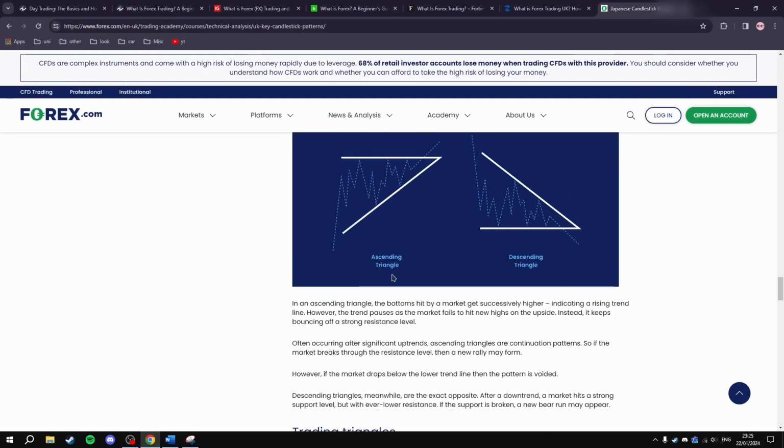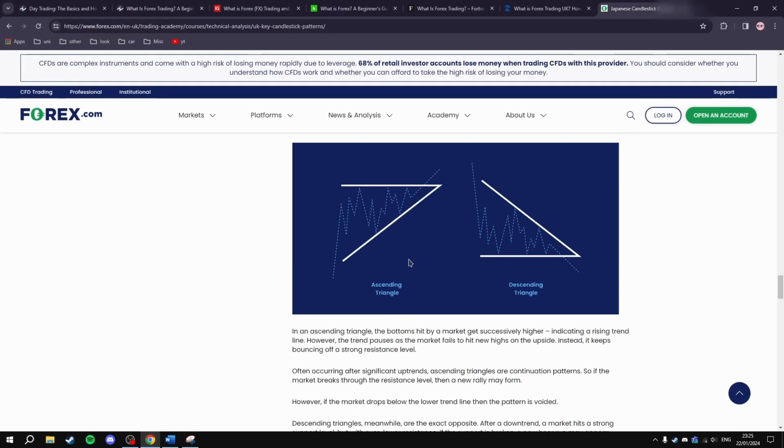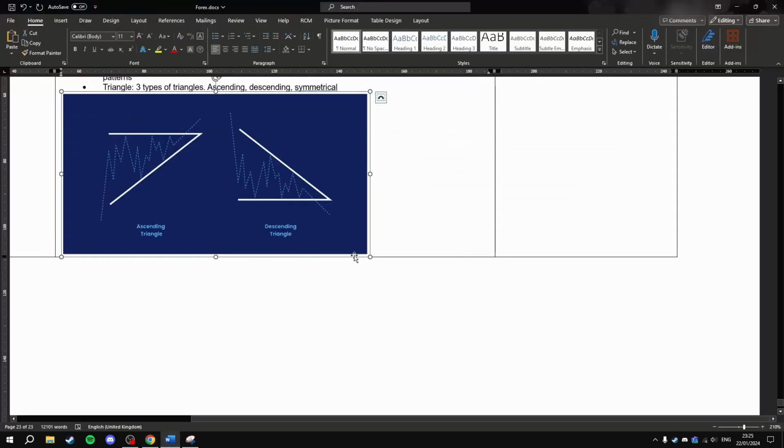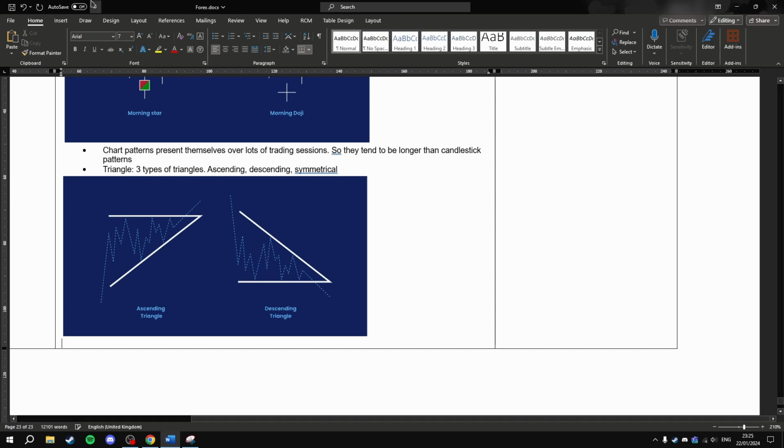In an ascending triangle, the bottoms hit by a market get successively higher, indicating a rising trend line. However, the trend pauses as the market fails to hit new heights on the upside. Instead, it keeps bouncing off a strong resistance level. So, ascending.